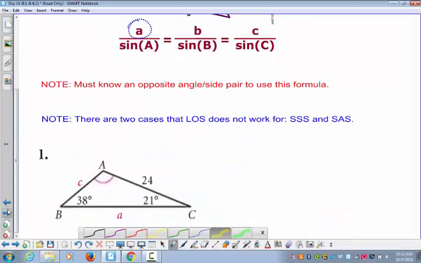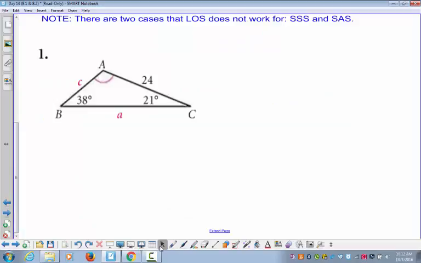Again, two cases that law of sines won't work for, SSS and SAS. So let's take a look at a case where we can use it. First let's classify this. We have two angles and a side. How would we classify this one? Two angles and a side. Angle, angle, side. Right. So angle, angle, side.